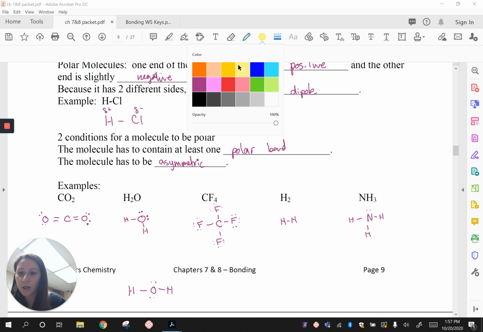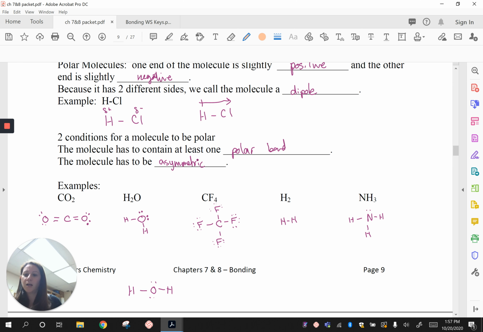So, a couple of ways to determine polarity. One way is to draw these arrows that we talked about here in the direction of the more electronegative atom, and see if your arrows cancel out. That's really the correct way to do it. However, to do that, you need to be able to draw it with the correct geometry.